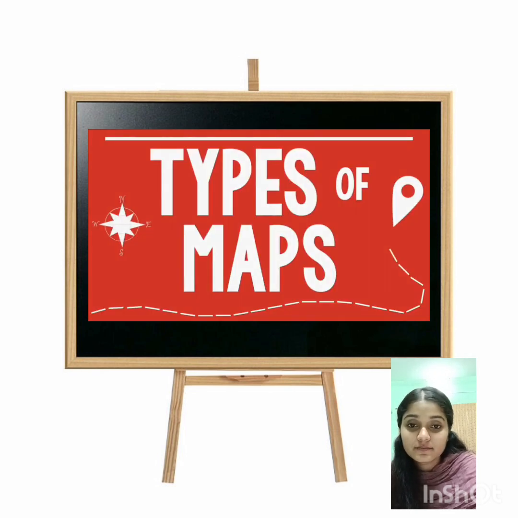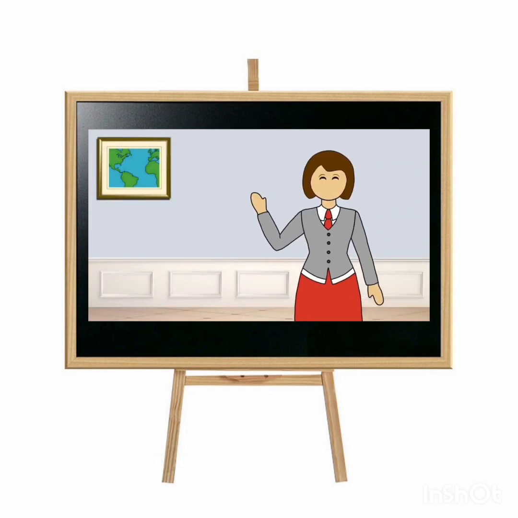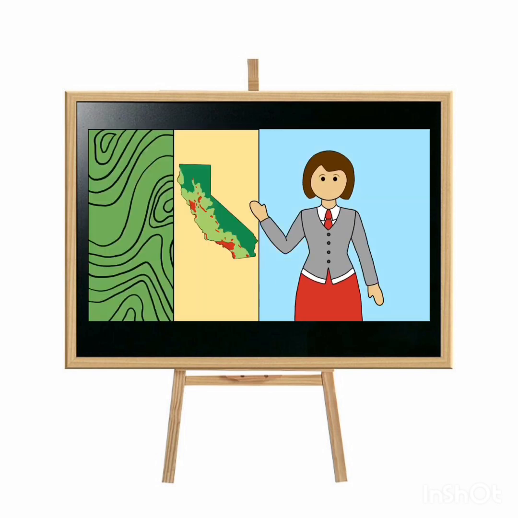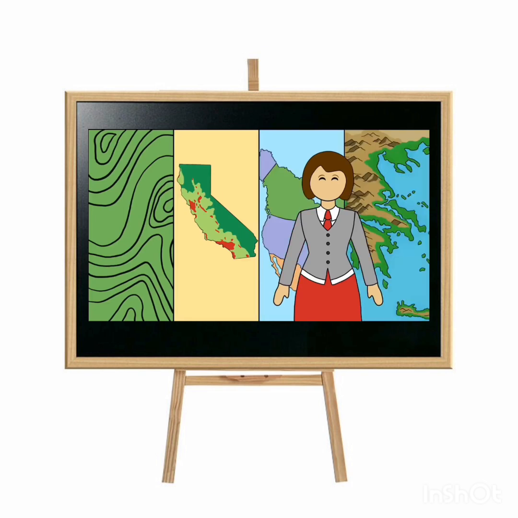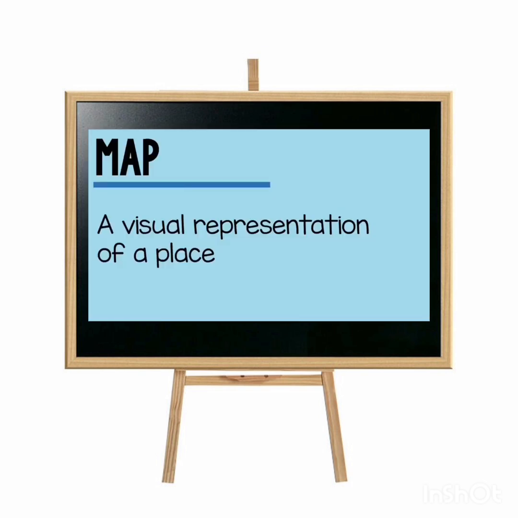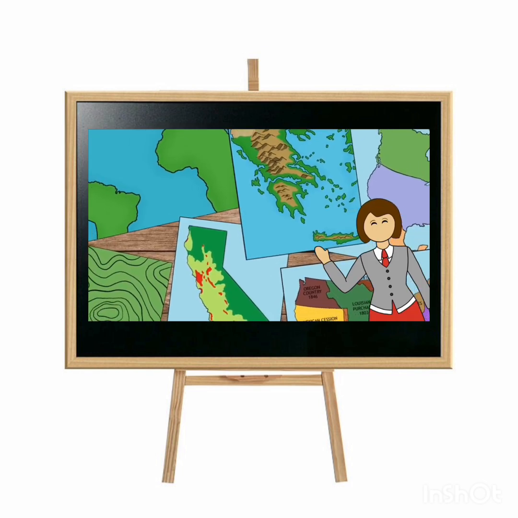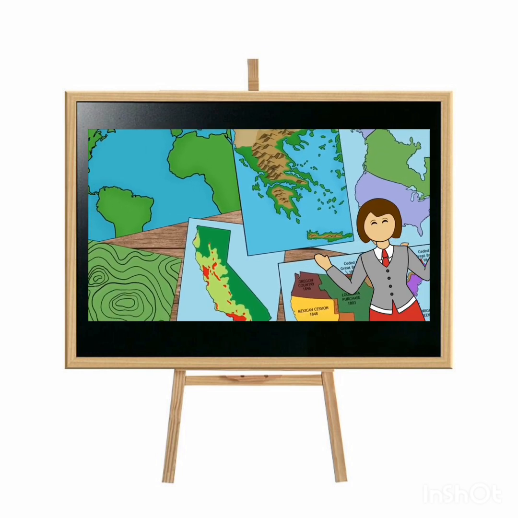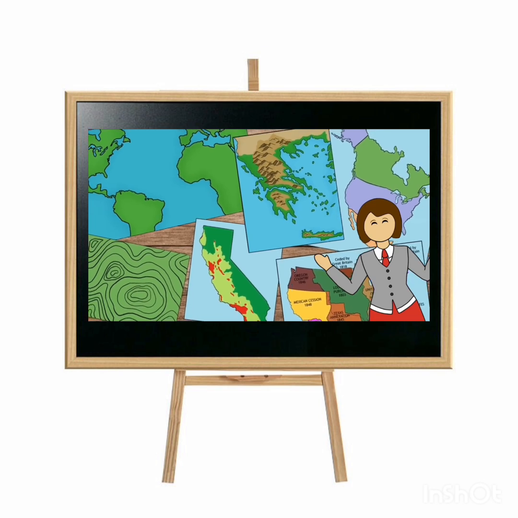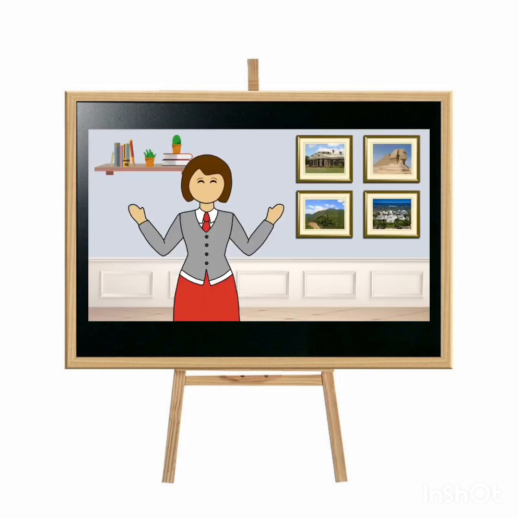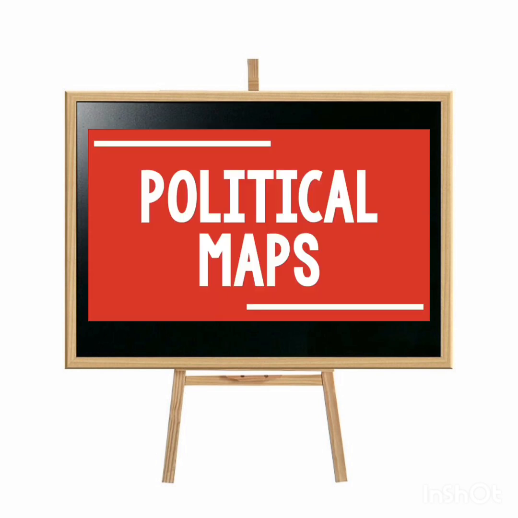Thank you. Maps are an important tool for understanding the world around us. They come in different types, each with their own purpose. A map is a visual representation of a place. Knowing which map to use at the precise right moment in time is an important skill for any aspiring geographer. Let's take a look at a few different types of maps.